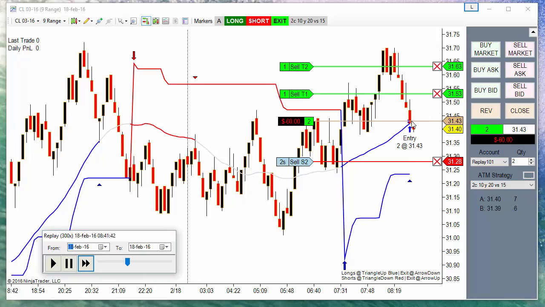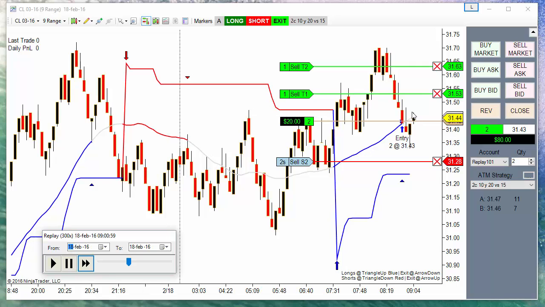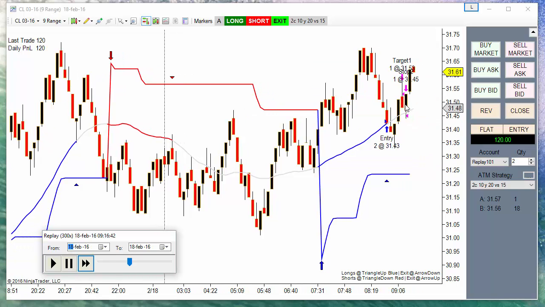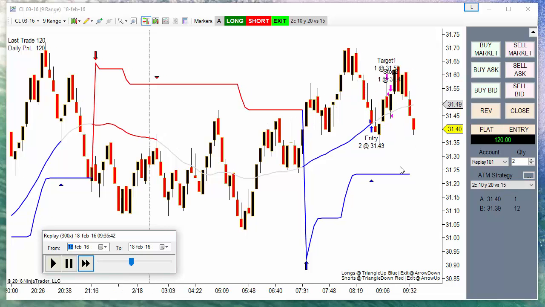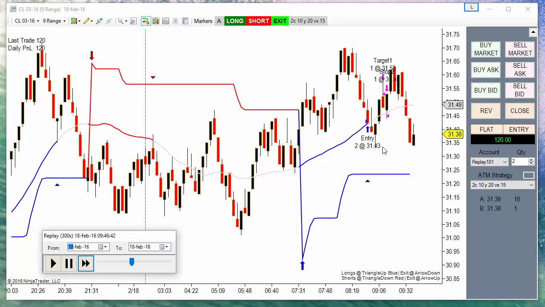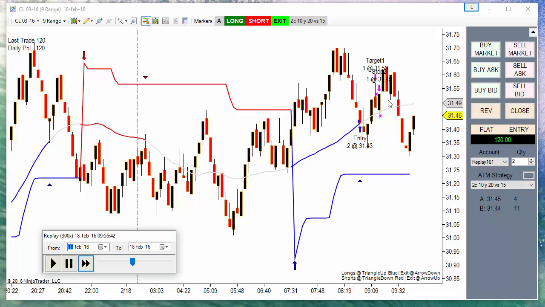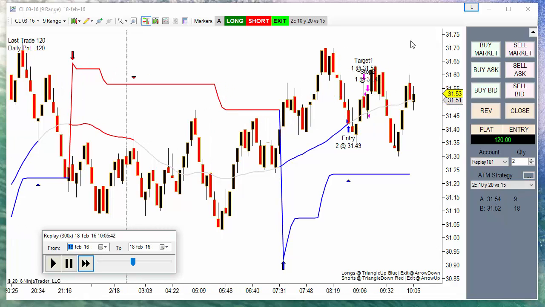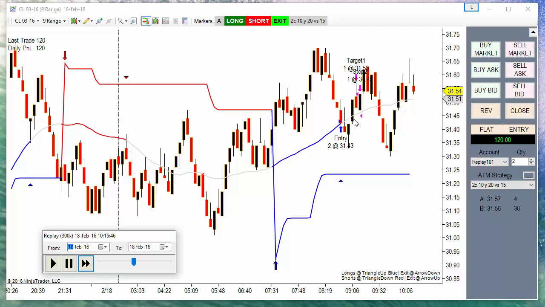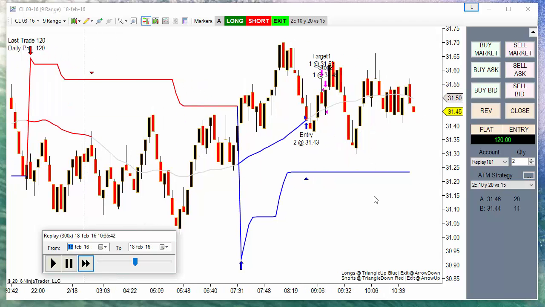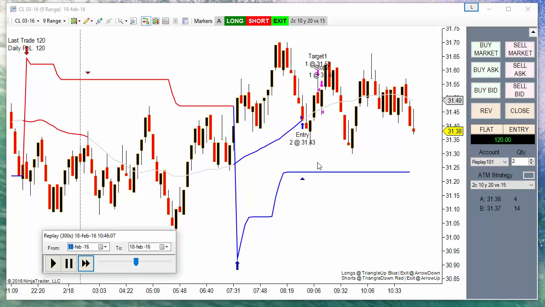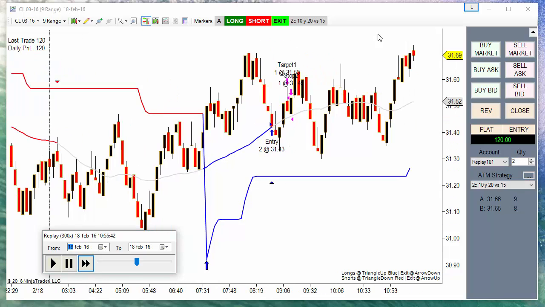Order filled. Now we have the signal and the entry. I am using a very tight ATM. At the first target I start the trailing stop for the second position. Usually on this setup we don't get a very big target unless the market explodes.